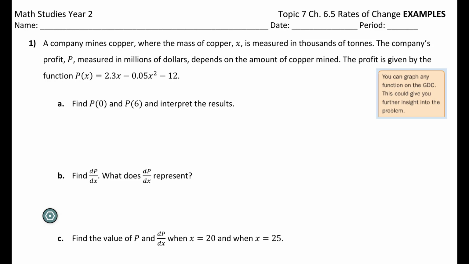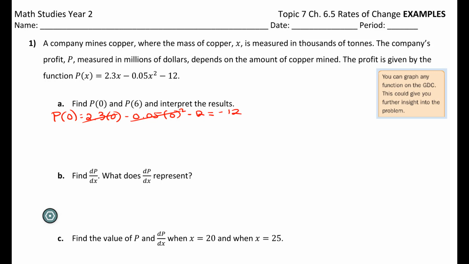So, first thing that we have to do is find P of 0 and P of 6 and interpret these results. Well, I can first of all think about P of 0. This is a really simple thing. All we're doing is plugging in. If I'm plugging in 0 into a function, that means I'm evaluating it when x is 0, or when the amount of copper mined is equal to 0. So plugging this in, 2.3 times 0, 0 squared times negative 0.05, those all go away, right? And then we're left with negative 12.